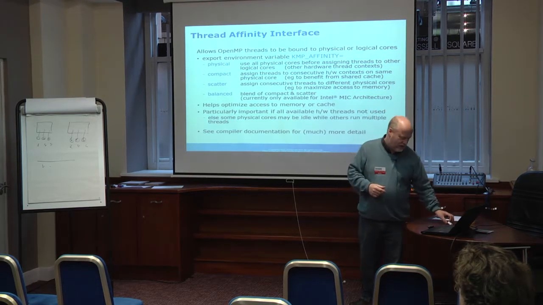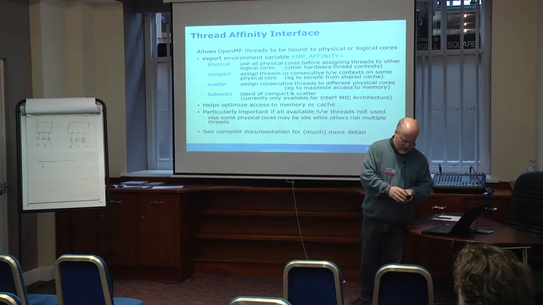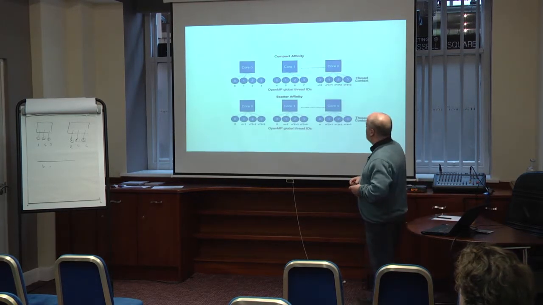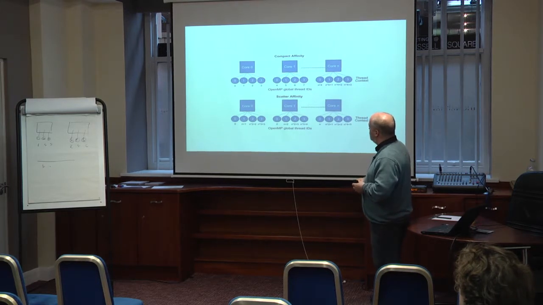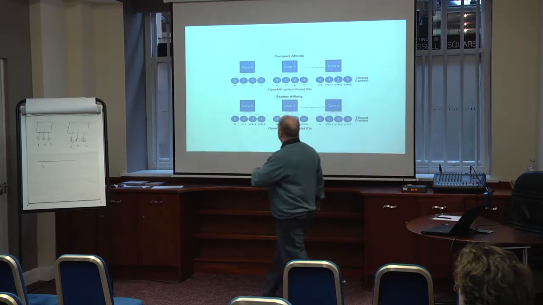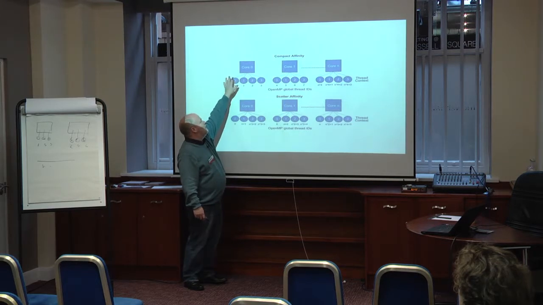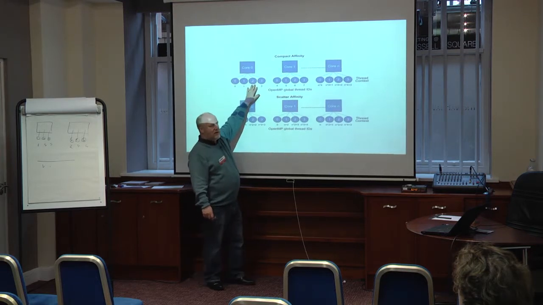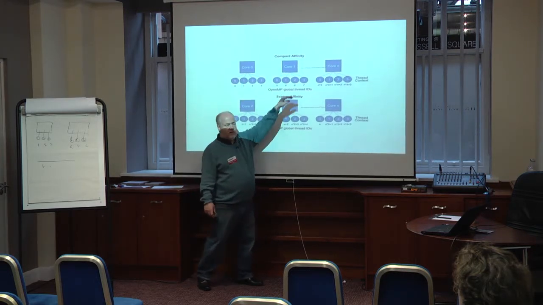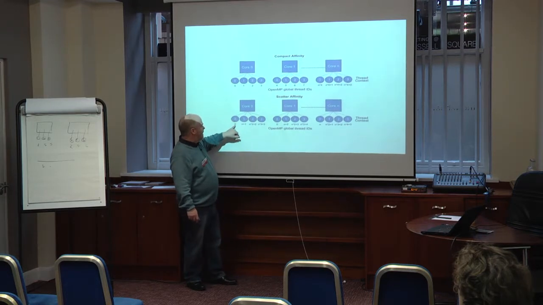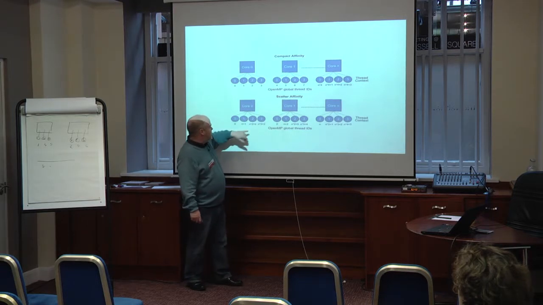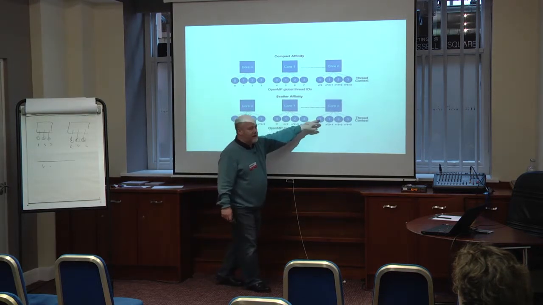On the next slide, I just want to show you the difference between 2 of them. So this is compact and scatter. On compact, the OpenMP runtime will allocate the threads on each physical core in turn. First of all, it'll fill up all the threads on the first core and then on the second core. Whereas if you do it scatter, it will go across. So first it will put a thread here, then a thread here, then a thread there, and so on.